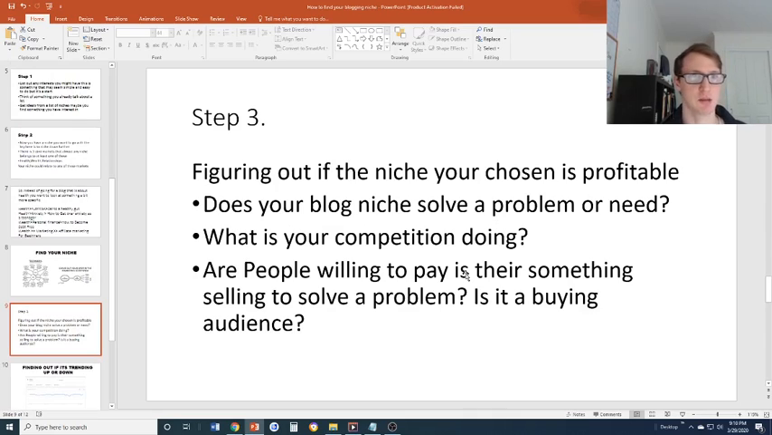So step 3, figuring out if your chosen niche is profitable. Does your blog niche solve a problem or need? So think about it. Does your topic already solve a problem or a need that people are willing to pay for? You have to do the research on this. Going out there and figuring out if there is already a need or if there's a problem that you can solve with your blog.